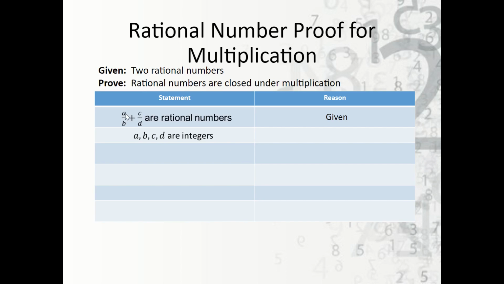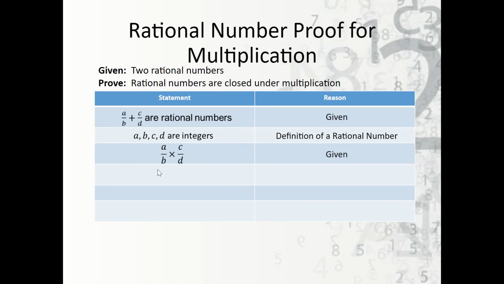By definition of rational numbers, that means that the numerator and denominators each have to be integers. So our reason for that would be the definition of a rational number. So now we're going to go ahead and multiply A over B times C over D. And that's given, right? That's what we're told to do, is multiply them.